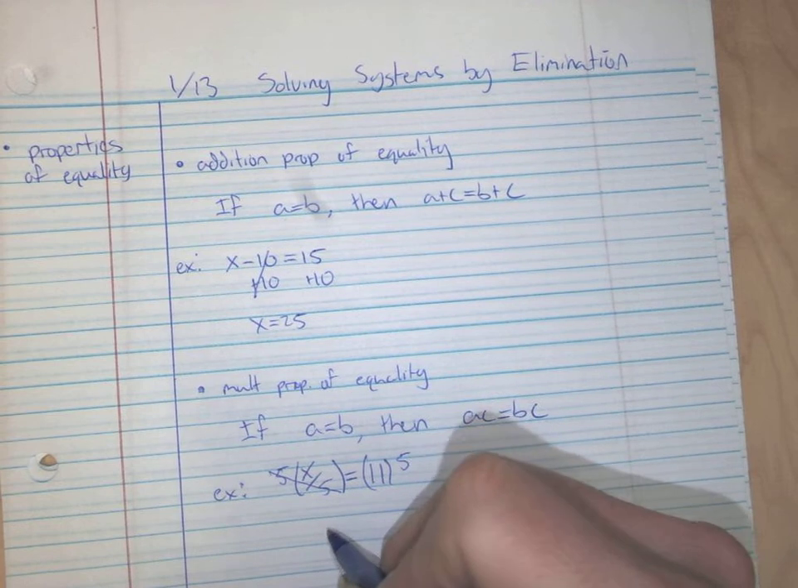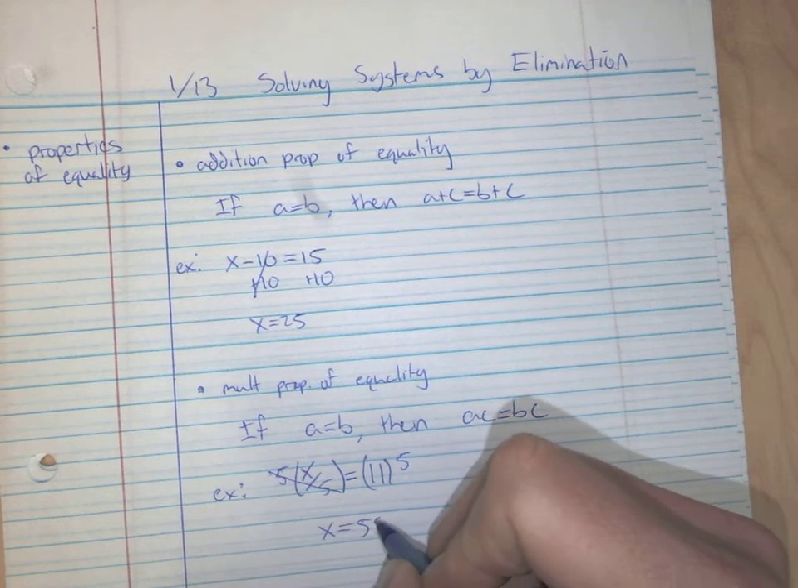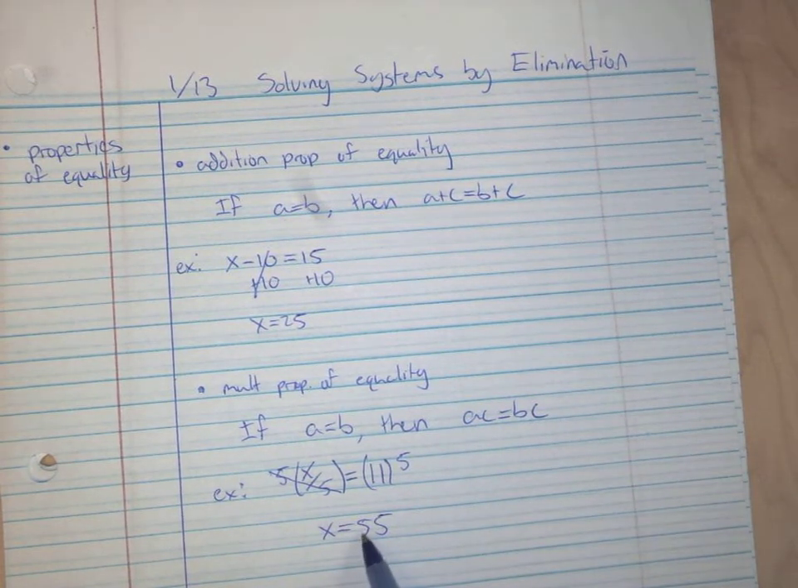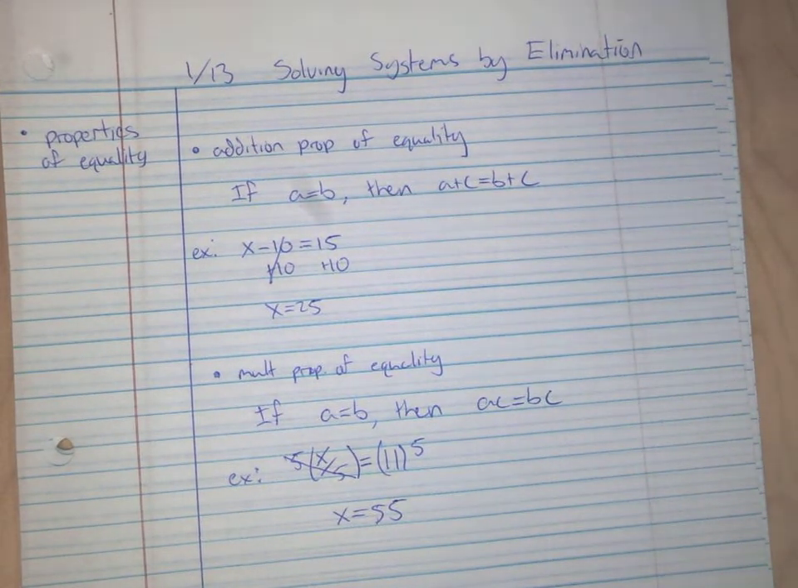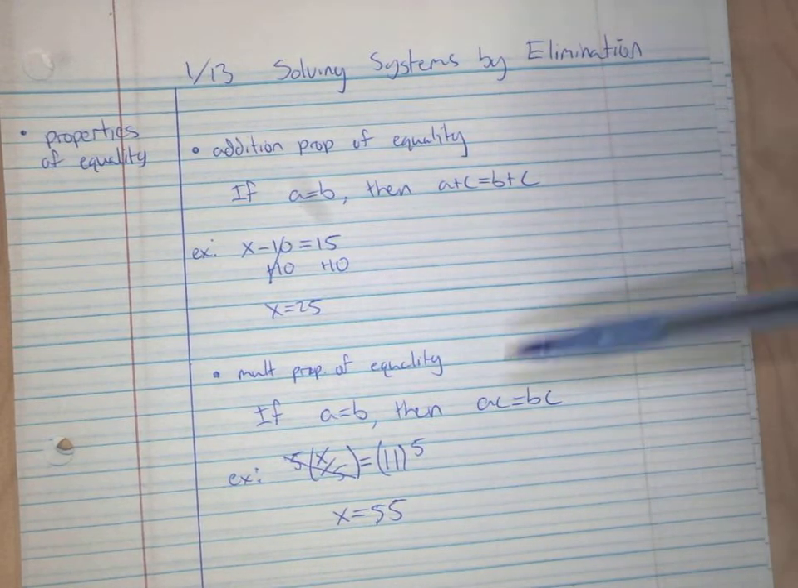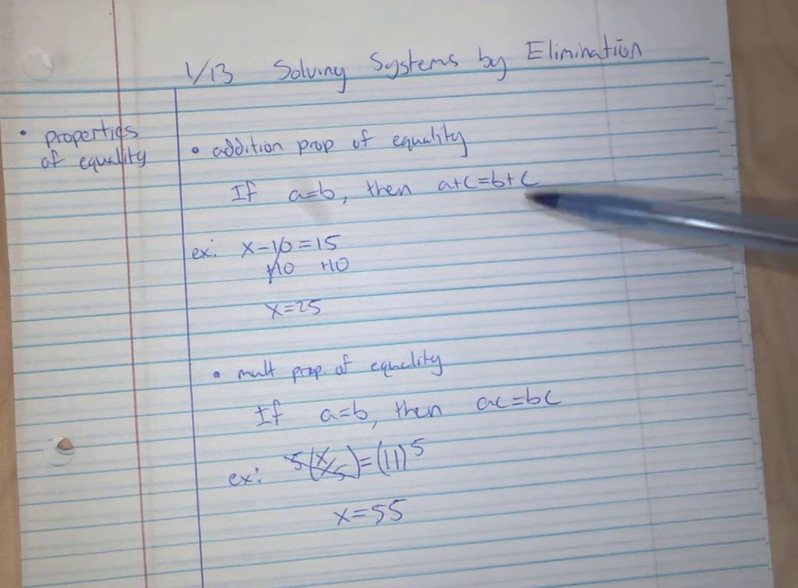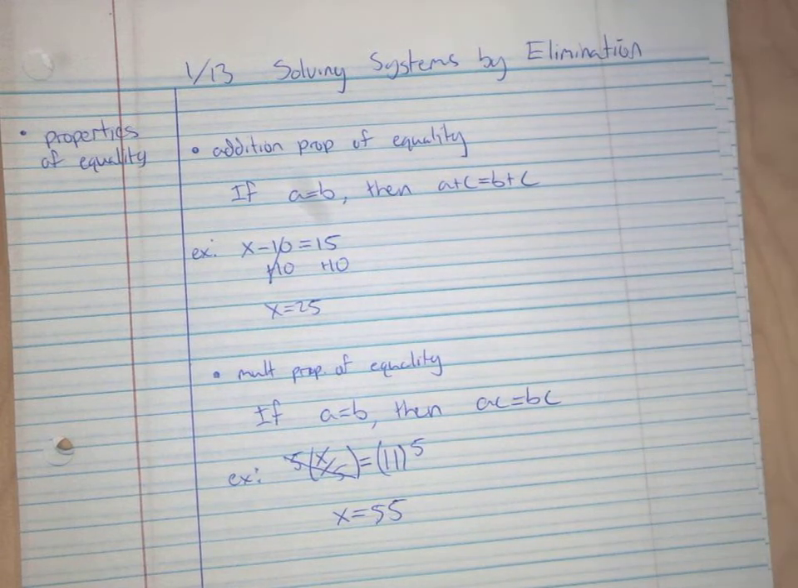So these will cancel. I'm going to get x equals 55. I can be sure that this equation is true because I multiplied both sides by the same number. Okay, so those are two properties of equality we're going to use today, the addition property of equality and the multiplication property of equality. And you'll probably see these again in this form, probably in SM2 and maybe even in SM3 and beyond.